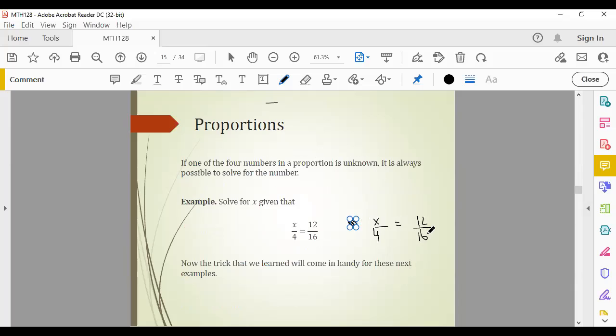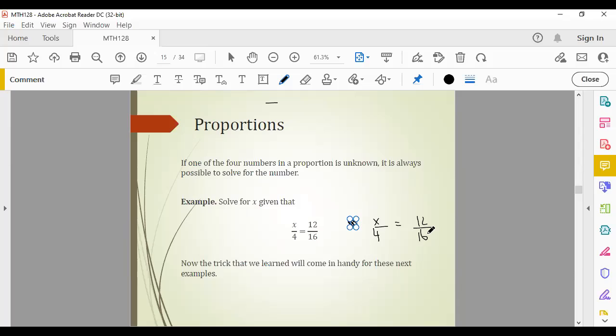Now, a lot of these are pretty easy to solve just by observation or just by using some of the skills that we developed in chapter 1. Like for example, you could take 12 over 16 and reduce it to 3 over 4. And that makes it kind of clear that x is just going to be 3. So that's one way of doing it, but that's not a very reliable way of doing it.